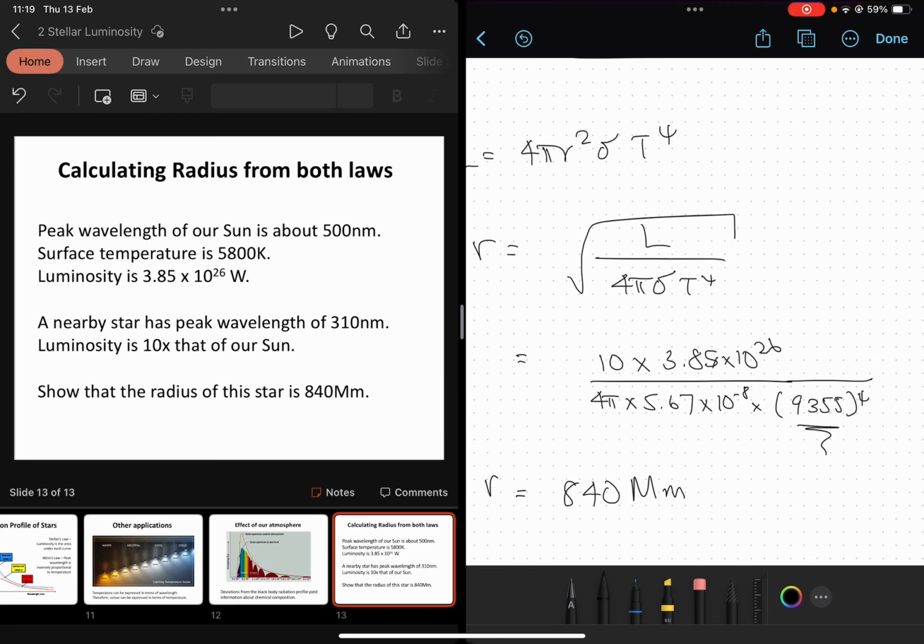So to conclude, we have been able to determine the temperature and the power output of a star and the radius of a star based on the radiation that it emits. We've got Stefan's law, which relates luminosity, radius of star, and temperature of star together. And we've got Wein's displacement law, which relates the temperature of the star to the peak wavelength that's emitted.